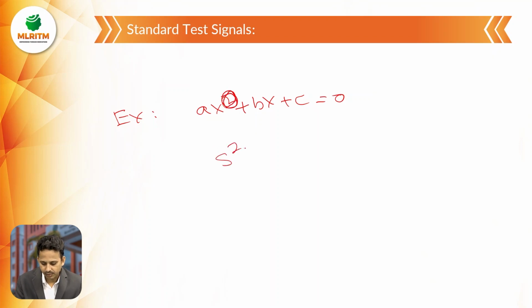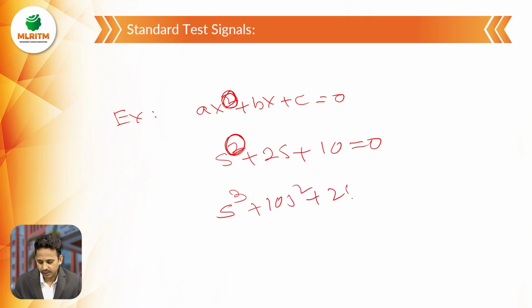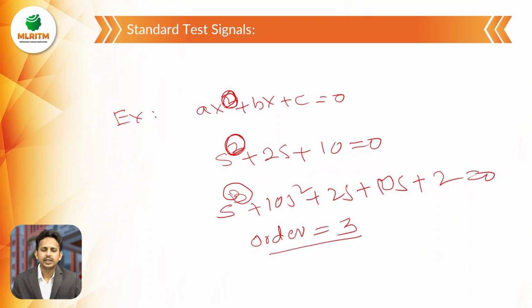Next example, s square plus 2s plus 10 equal to 0. The highest degree is 2, so it is a second order system. And third example is s cube plus 10 s square plus 2s plus 1 equal to 0. So the highest degree is 3, so the order of the system is equal to 3. So the highest degree of a polynomial is the order. And the transient response depends upon the order of a system, and the steady state response depends upon the type of a system.